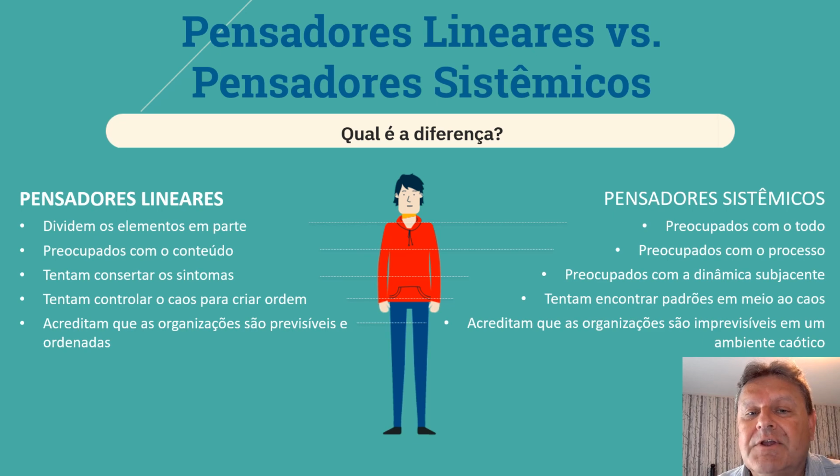Systems thinkers are more concerned with the whole, and they're concerned with processes over content. They look at underlying dynamics, not just the symptoms, and there's great value in that when it comes to churches. And they don't try to control chaos, they look for patterns in the midst of it. And rather than thinking that organizations are predictable and orderly, they believe that organizations are unpredictable in a chaotic environment. And so that unpredictability is important for us to understand as systems thinkers.